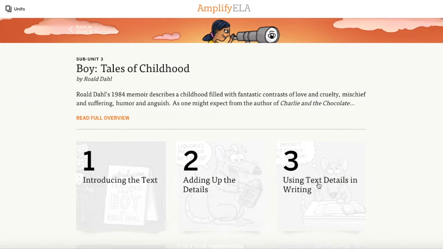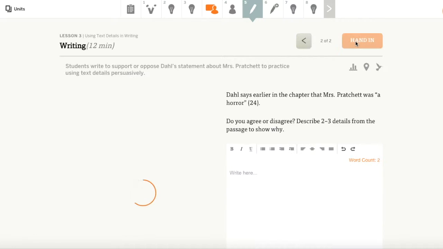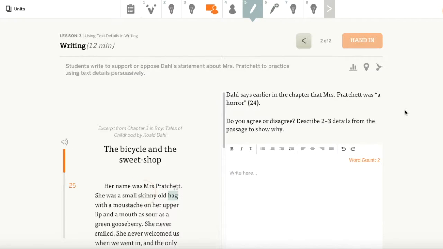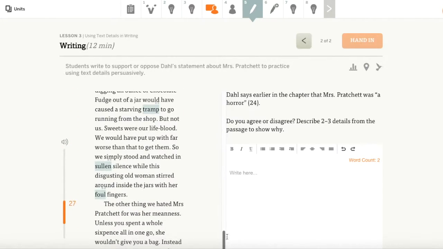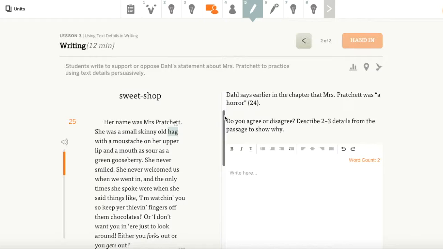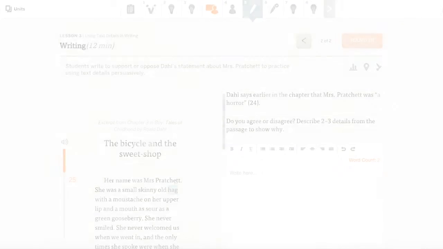Let's look at some writing from Boy Lesson 3. The prompt is, Doll says that Mrs. Pratchett is a horror. Do you agree or disagree? Describe 2 to 3 details from the passage to show why. To be successful in answering this prompt, the students will need to support her answer with details or textual evidence from the passage that shows why she agrees or disagrees with this claim.